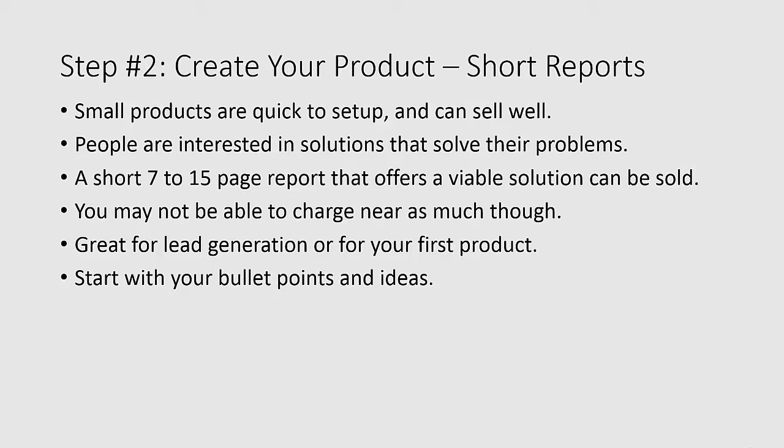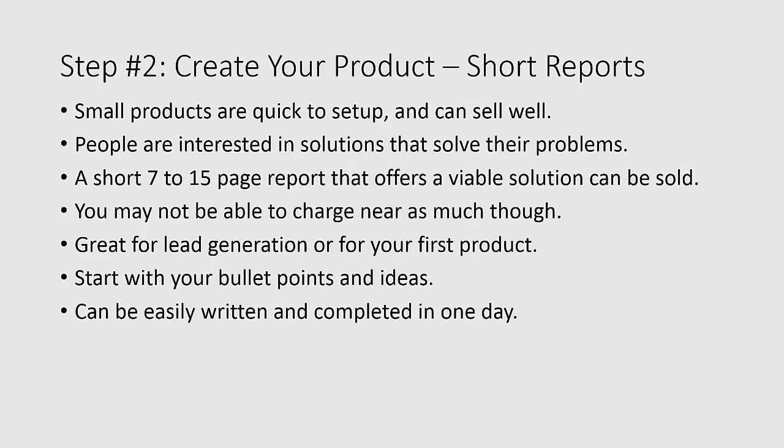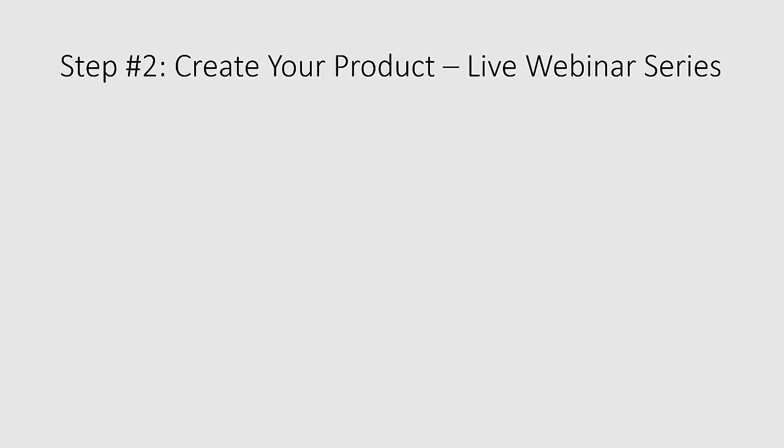Start with bullet points and ideas to get your report out, much like the outline, and these could be easily written and completed in one day because they're short, 7 to 15 pages. It's got fast turnaround, so you could create several of them, and it's a really good business model. And again, for those, you would use Microsoft Office or Open Office Writer, which is the free version of Office.